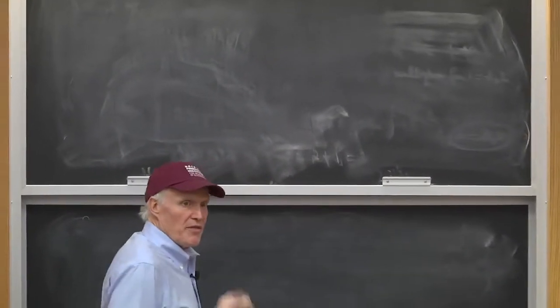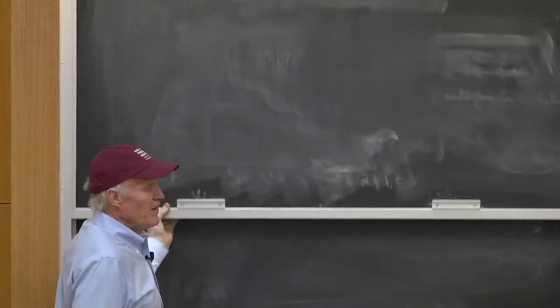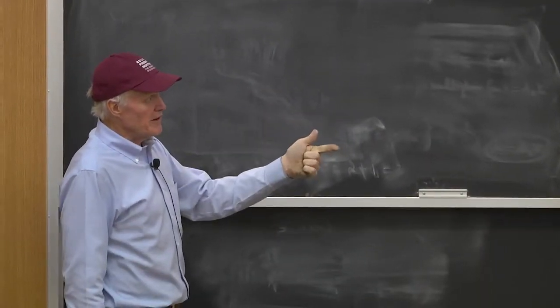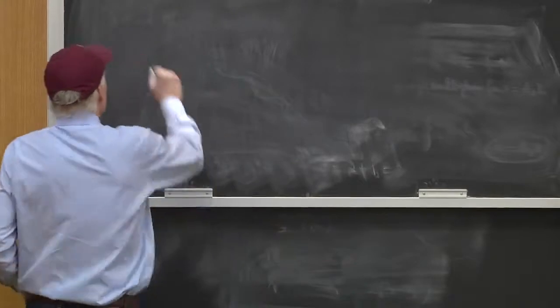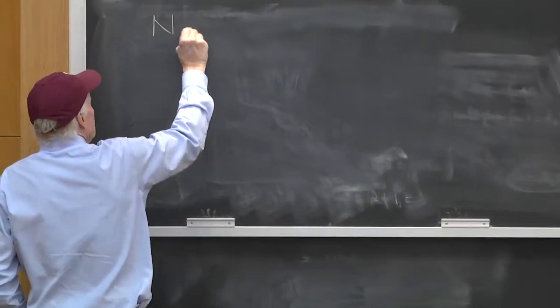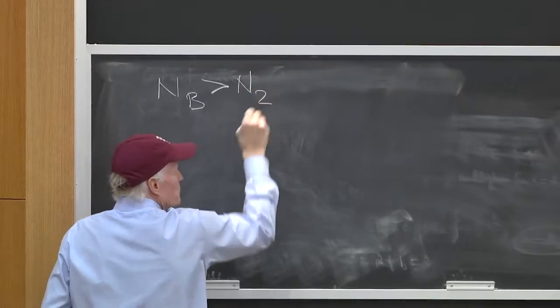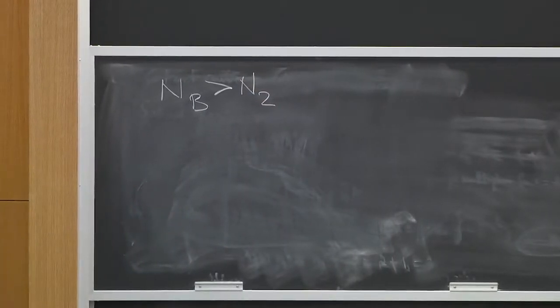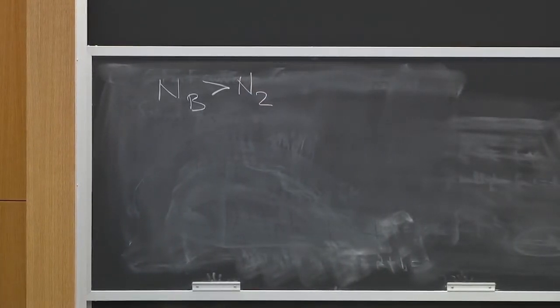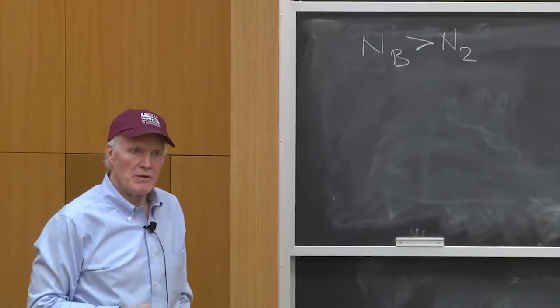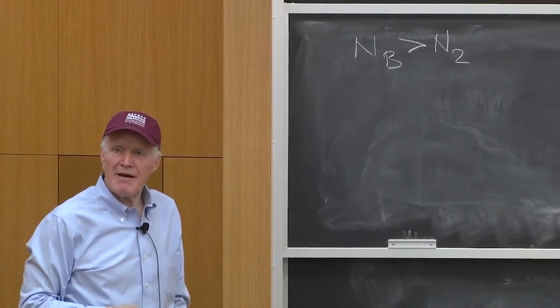You said the important thing, though. We need to know whether we know the B's will be there. We know the 2's will be there. So let's assume that NB is greater than N2. What does that tell me? That is, there are more guys who want high quality than there is high quality available. So what's going to happen in equilibrium?